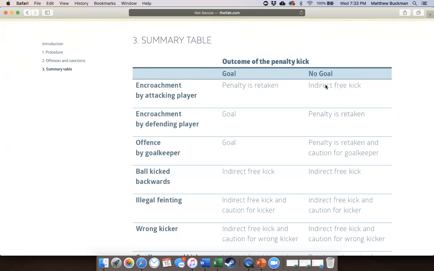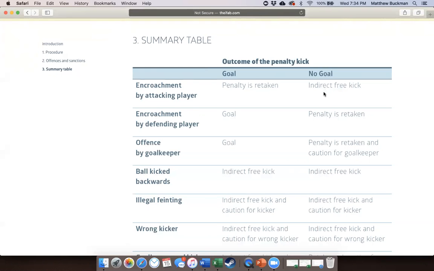The thought here is that we always want to go one step down in our penalizing. So if a goal gets scored, the penalty for the attacking team that encroaches is that they have the goal taken away and they have to retake the penalty kick. If they don't score the goal, then we don't have a goal to take away and make them redo. We have an indirect free kick to restart the game.